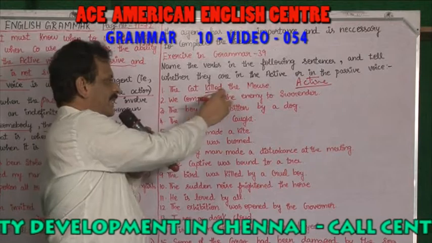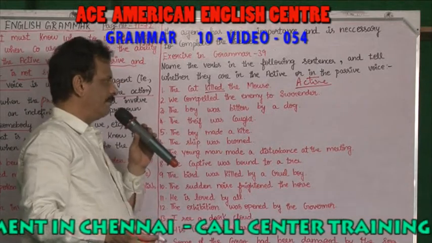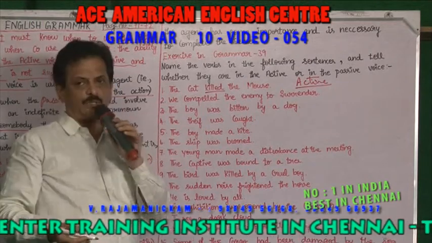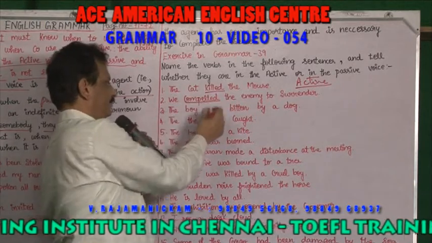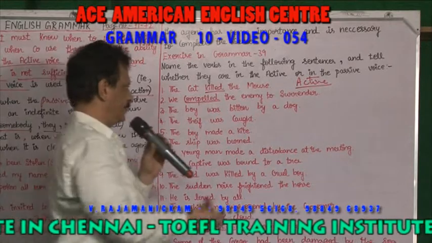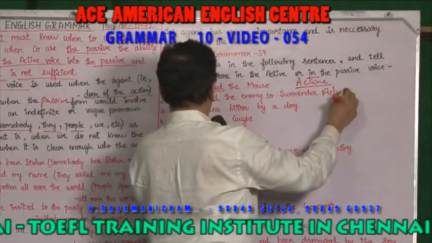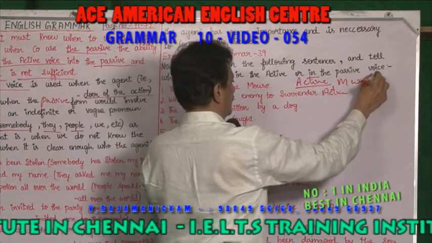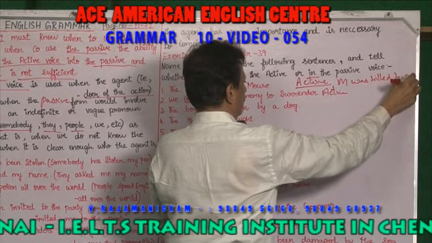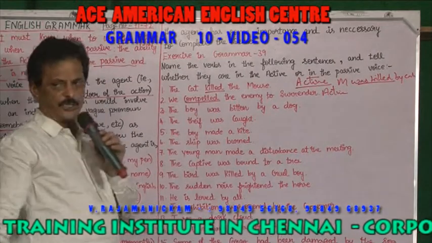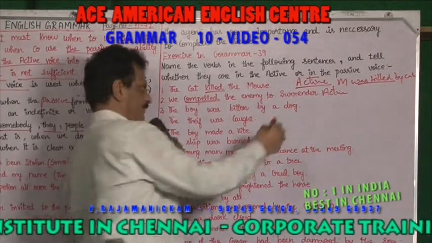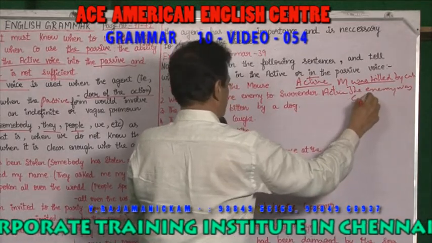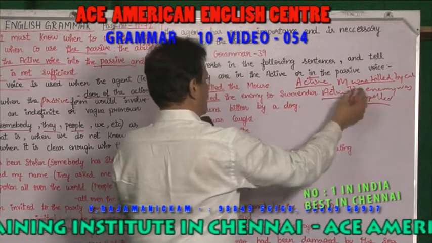So, we compel the enemy to surrender. So, what is it, active or passive? What is the verb here, compel? It is active. What is the passive? The cat killed the mouse. The mouse was killed by the cat. It is passive, right? So here we compel the enemy to surrender. The enemy was compelled to surrender. This becomes passive voice, right, sir?